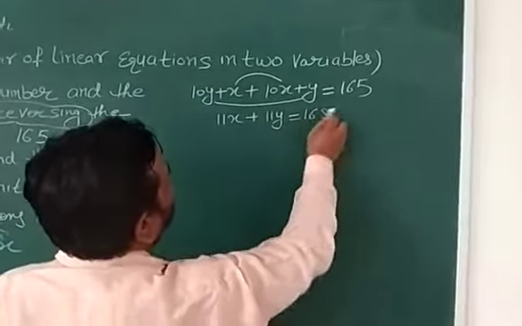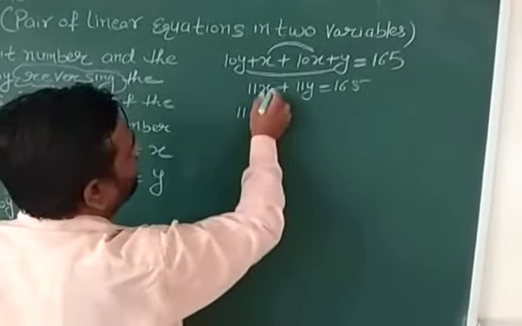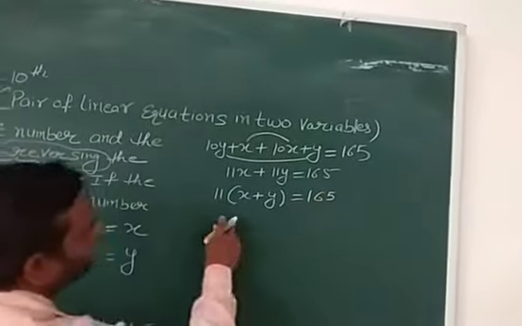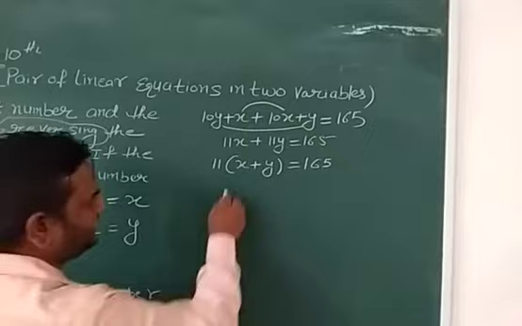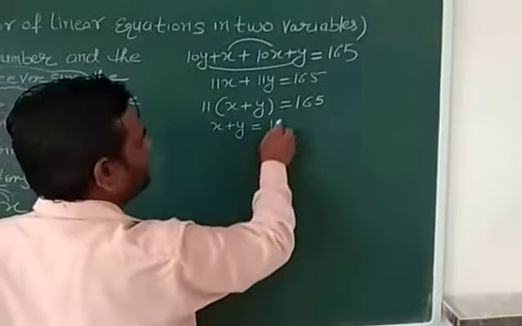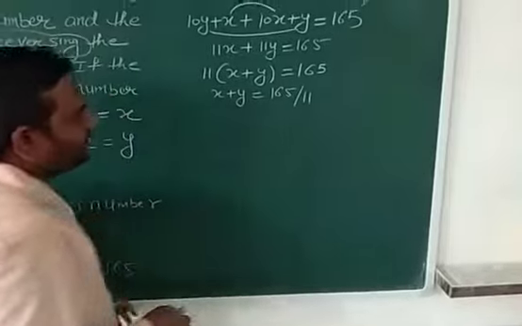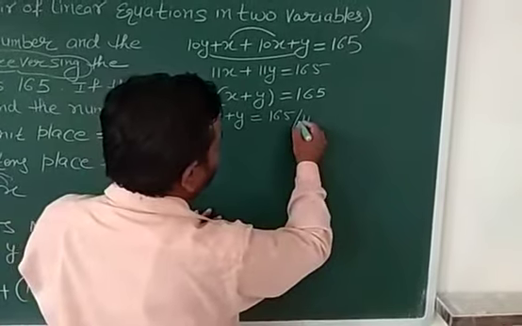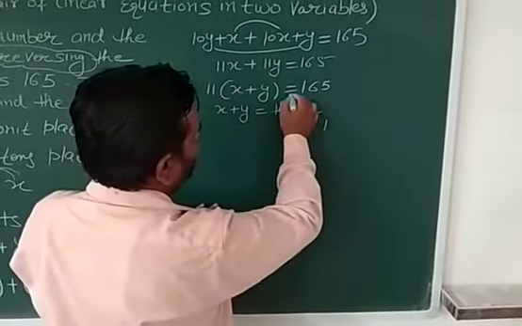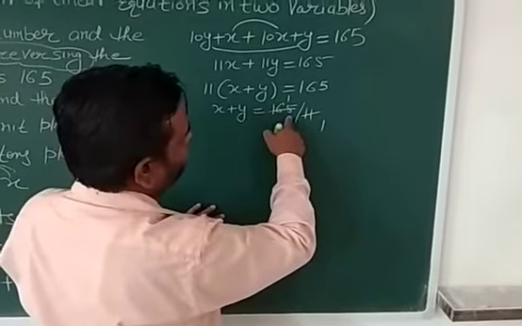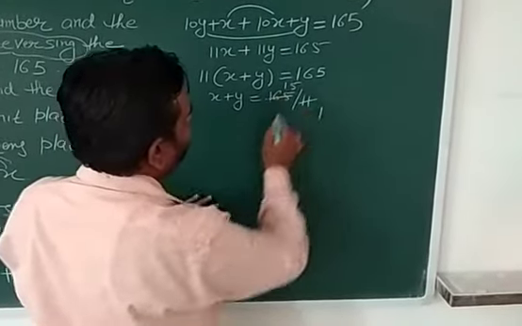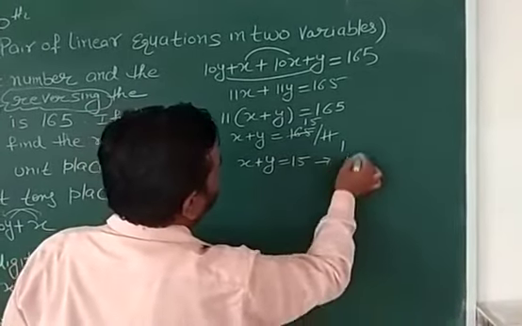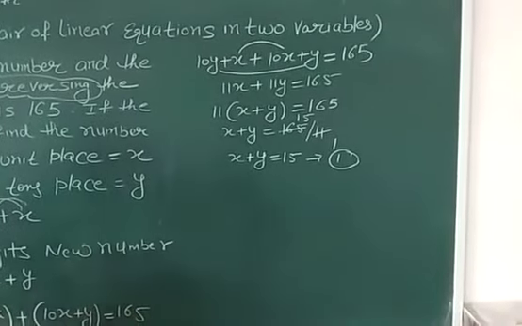See guys, x and 10x give 11x, and 10y plus y gives 11y, equal to 165. Can we take 11 common? 11 times (x plus y) is equal to 165. Let this 11 go to the other side: x plus y is equal to 165 upon 11. If there is a chance to simplify this fraction, we have to do it. 11 ones are 11, 5 is left, 55, and 11 fives are 55. So finally we are left with x plus y is equal to 15, and let this be equation number 1.